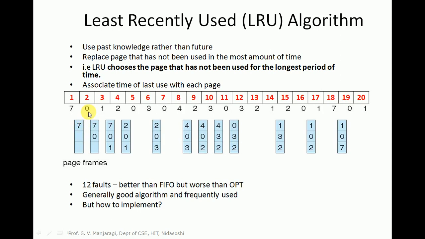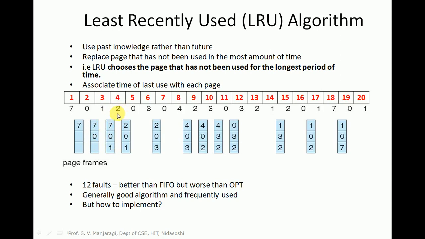Now we'll go to the second page, that is 0. 0 is not there in the memory, a page fault occurs, and there is a free frame available, frame number 2, where we are putting 0. Next we'll go to 1. 1 is not there in the memory, a page fault occurs, so there is a free frame available where we can directly put 1.